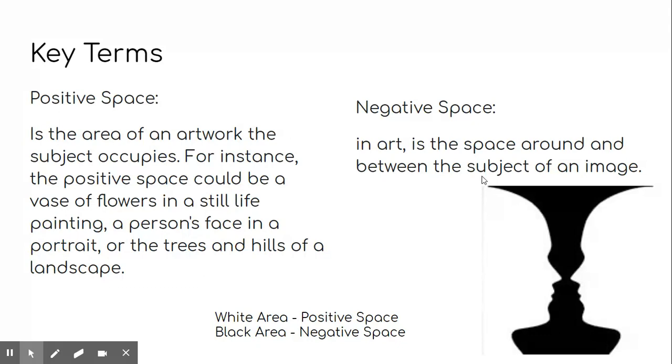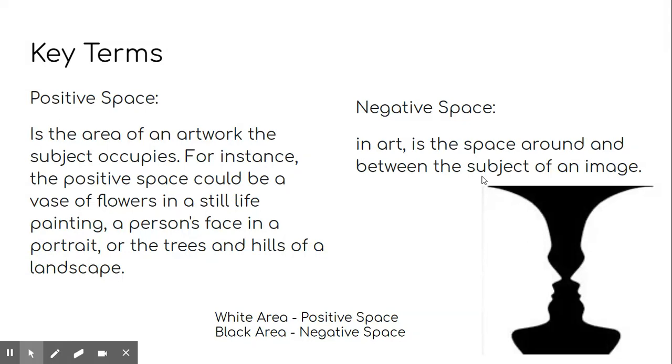And just some of the key terms is we have what's called positive space, which is the area of an artwork the subject occupies. So it's the main part of your art. For instance, it could be a vase of flowers in a still life painting, a person's face in a portrait, or the trees and hills of a landscape. Those could be the positive space in your artwork.